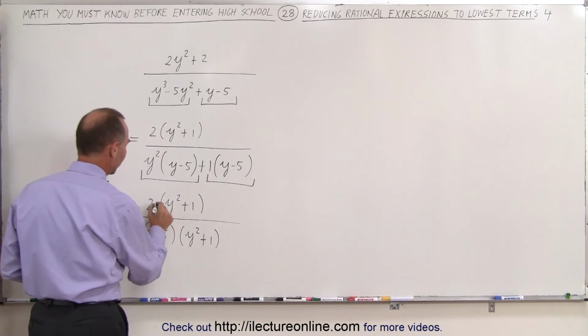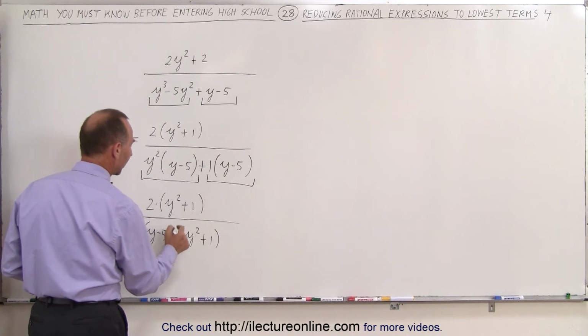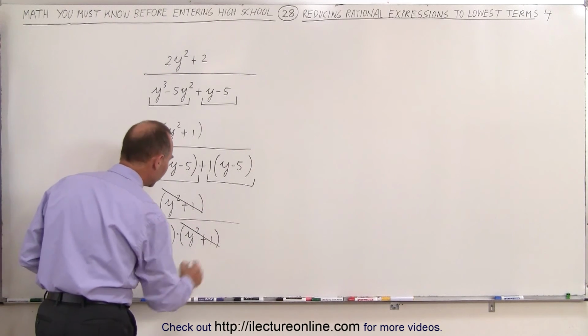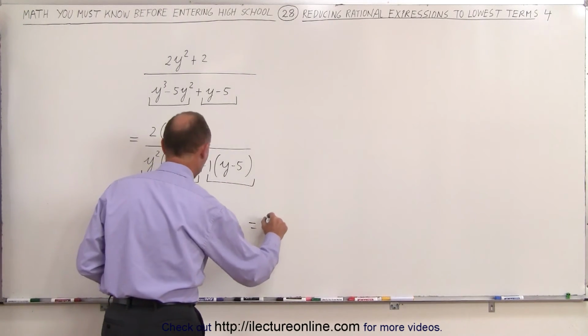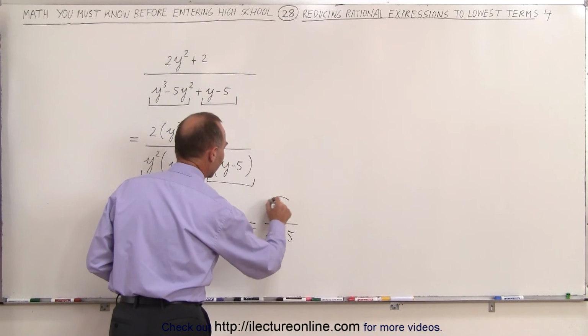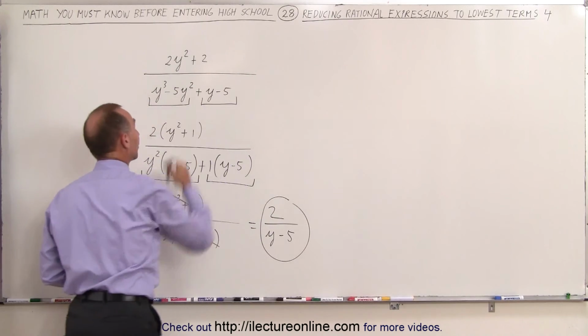And now notice that since this is multiplied and this is multiplied, we can go ahead and simplify by canceling this with this, and then we're finally left with 2 divided by y minus 5. And that's the simplest form of this original problem.